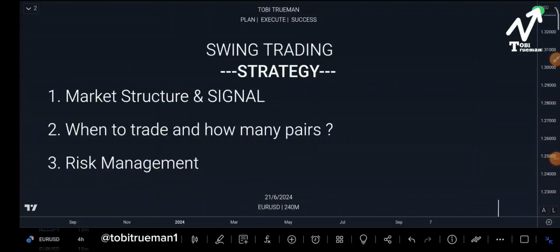Hello, you are welcome again as we come to the conclusion of our swing trading. In this, we are going to be learning about strategy. What is the strategy that is best suited for swing trading?